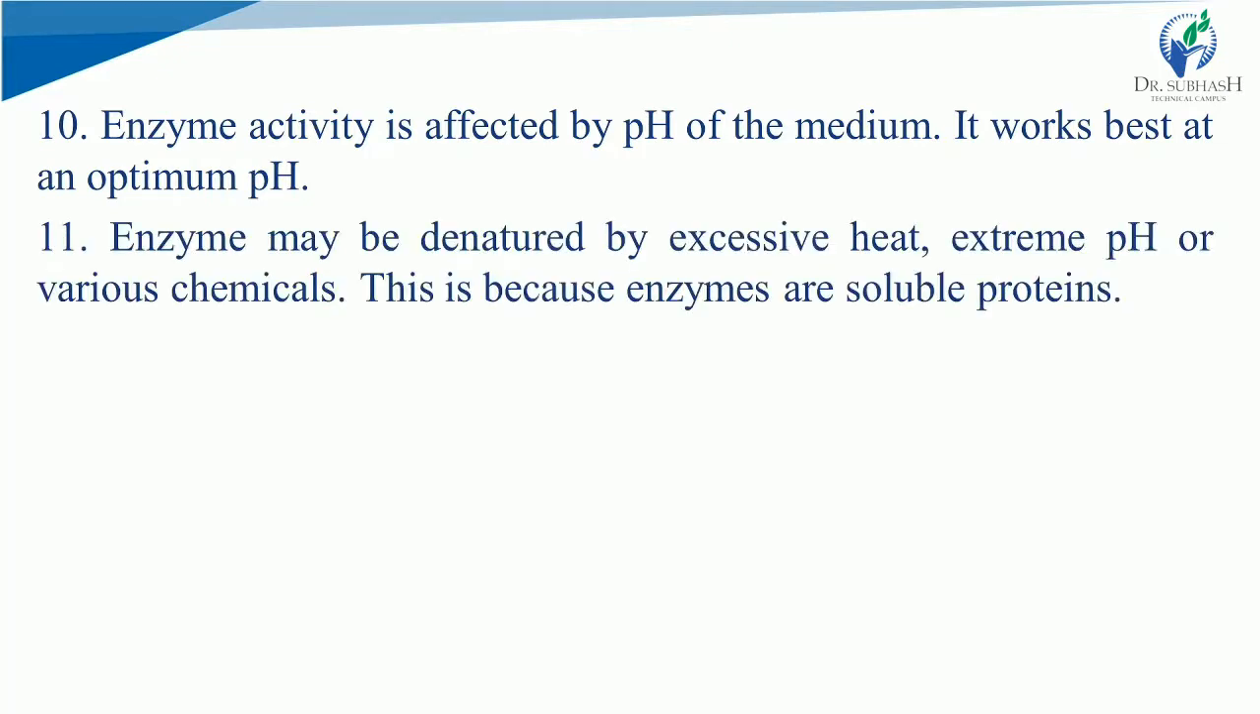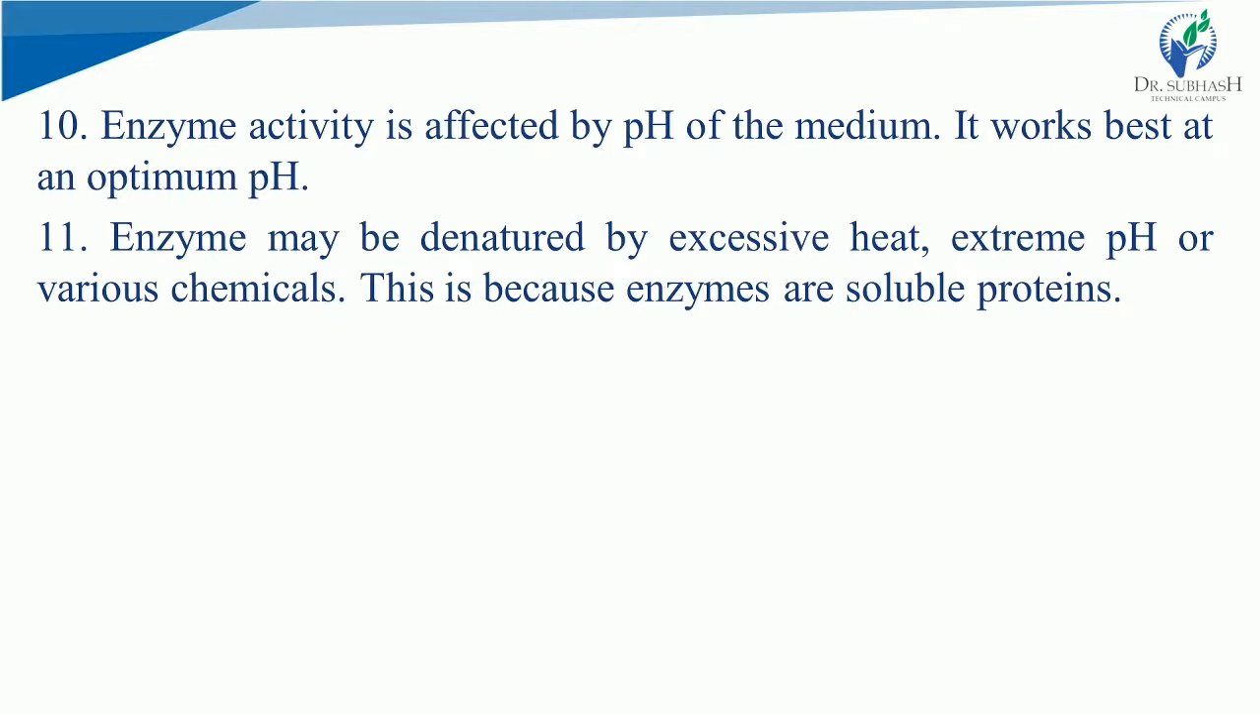Number 11. Enzymes may be denatured by excessive heat, extreme pH or various chemicals. This is because enzymes are soluble proteins. Again, this point is important. I repeat, enzymes may be denatured by excessive heat. When you apply excessive heat, they cannot remain stable and they get denatured.